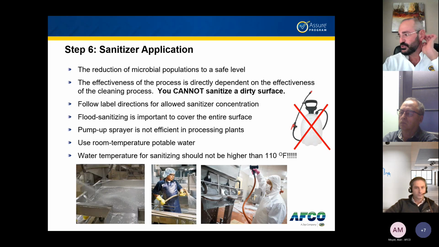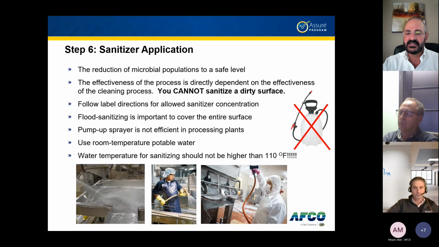So always make sure you titrate the chemicals, and make sure the sanitizer is applied at the concentration EPA approved on the label. 200 means 200, and that's what you need to be using. Do not ever use a pump-up sprayer to sanitize. Those little ones that I have a picture of on the top there, many times I hear from customers they are using these sprayers. These sprayers do not cover the entire surface with the sanitizer.